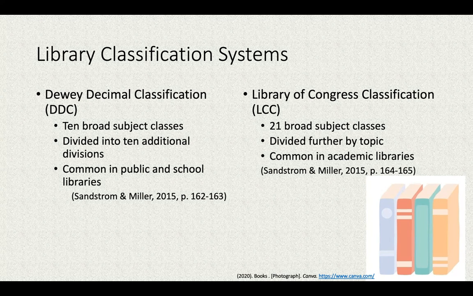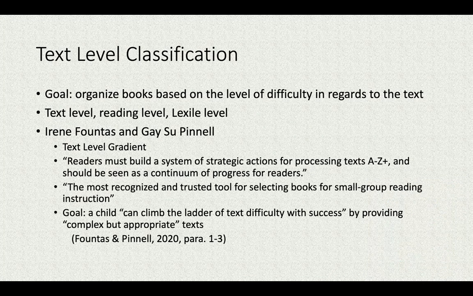A rather new and controversial way to classify books that has become popular in school libraries is to use text-leveled classification. This form of classification can have several different names, but all are aligned with the same goal: organize books based on the difficulty of the language used in the book. It can be referred to as text level, reading level, and/or Lexile level classification. This form of classification organizes books based on the difficulty rather than by genre or topic.